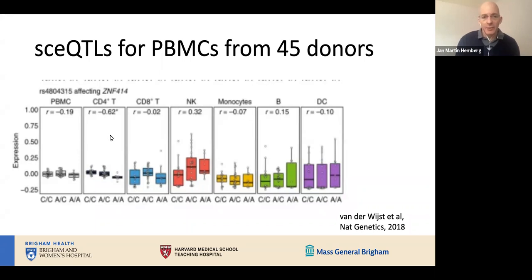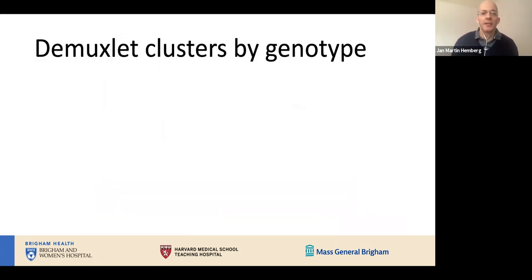What you can see here is that you have different trends. In the CD4 T cells, you have higher expression levels if you're homozygous for C than if you're homozygous for A, whereas for the NK cells, you have the opposite trend. So what this means is that in the bulk RNA-seq, these two things essentially cancel each other out, so you can't see the effect. But in the single cell RNA-seq data, you see that you have these cell type specific QTLs, which is what we were hoping to find.